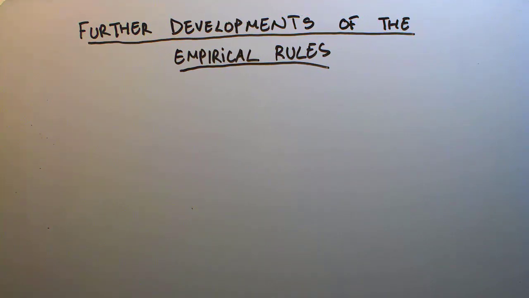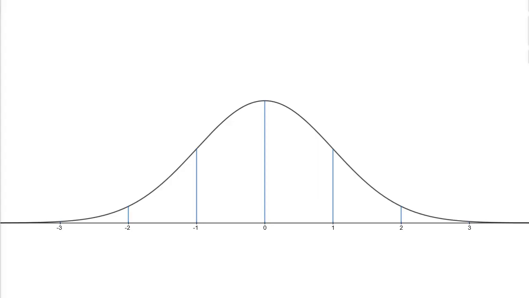Alright, so now let's look at some further developments of the empirical rules. And let's get back to my bell curve on the computer screen here. We have learned that on a bell curve, the mean value of the data is right in the middle, that nice center line. These lines indicate 1 standard deviation above and 1 standard deviation below the mean.